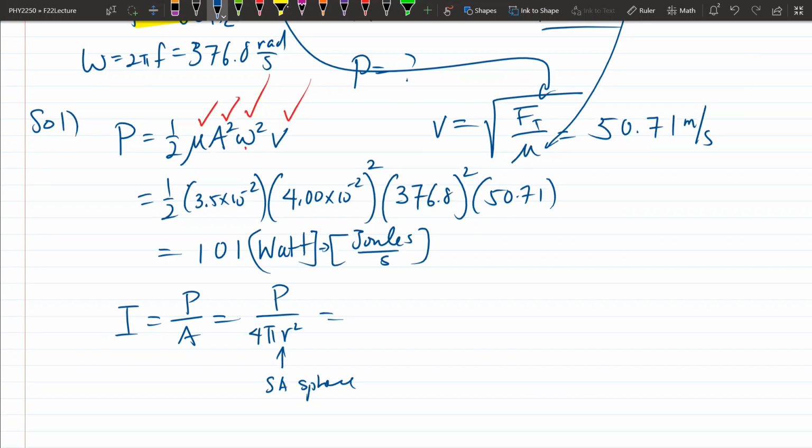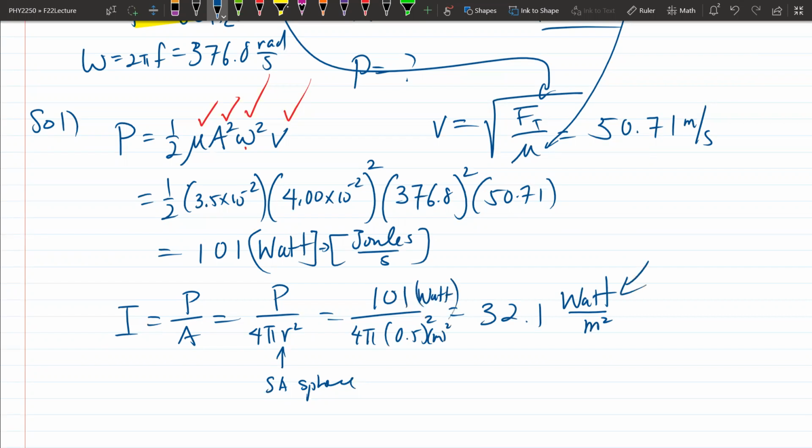So the power is 101, and the bottom is 4 pi. The radius we're dealing with is 0.5 meters squared, right? So that's all in SI units. Divide by 4, divide by 3.14, divide by 0.5 squared. You punch it in your calculator, you get 32.1. This will have units of watts per meter squared, because this is meters squared and this is watts. Unfortunately, the SI unit for intensity is just watts per meter squared. There's no special name for it.